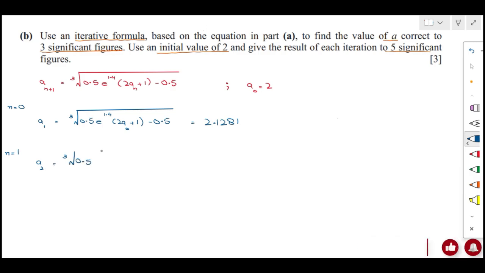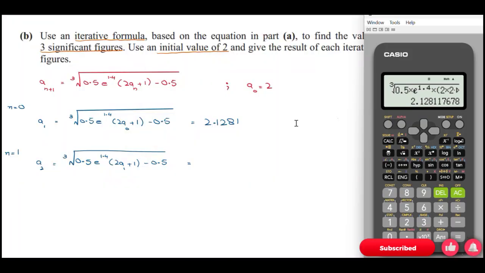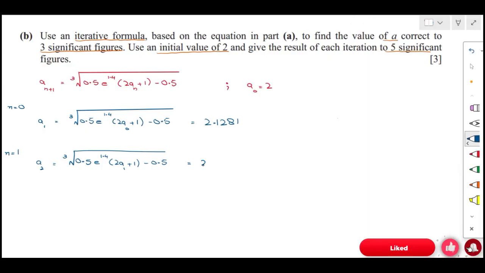Okay. When n is equal to 1, we have a2, which is equal to the cube root of 0.5 e to the power 1.4 times 2a1 plus 1 and minus 0.5. Okay, let me simplify this. Here we can say this is 2 times 2, and here 2 times 2.1281. That gives 2.1657, rounded to 57. 2.1657.